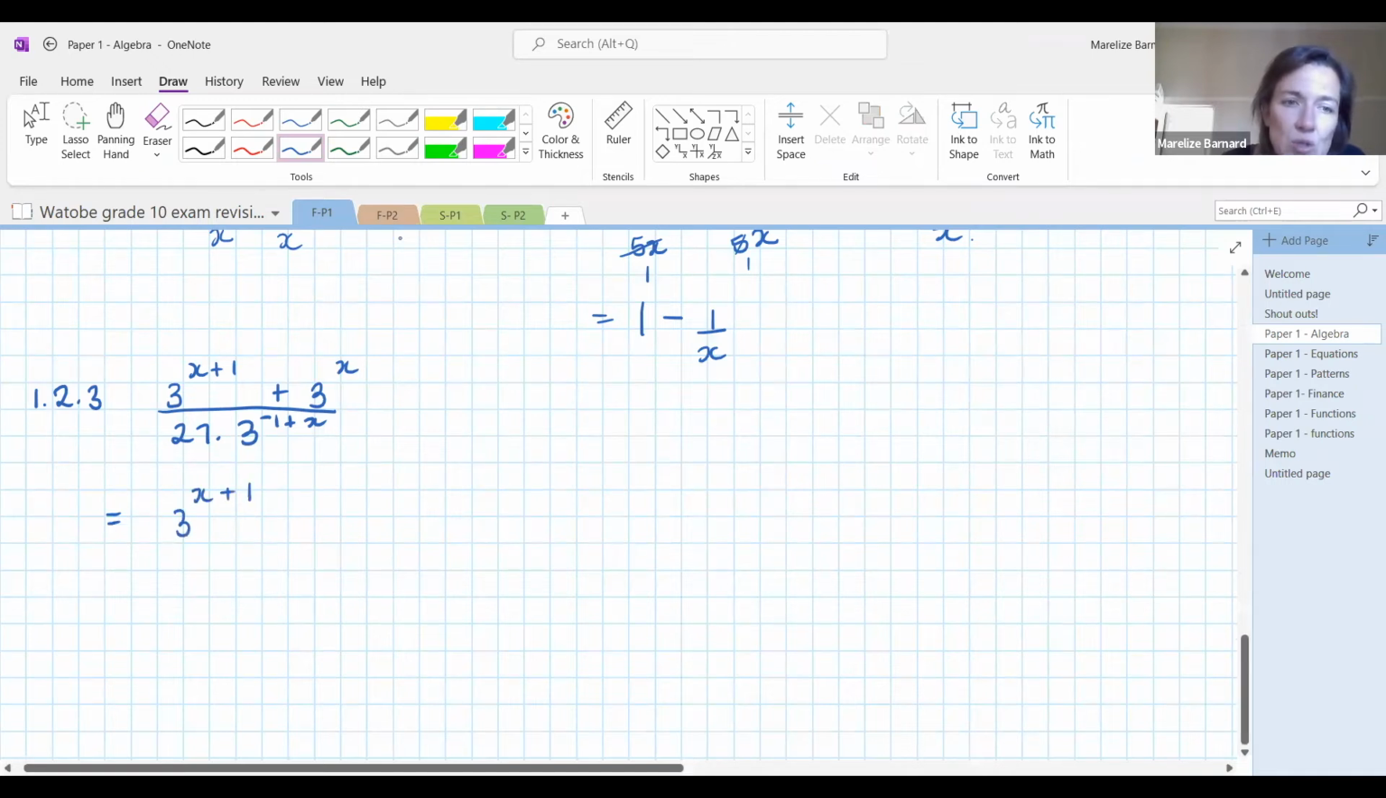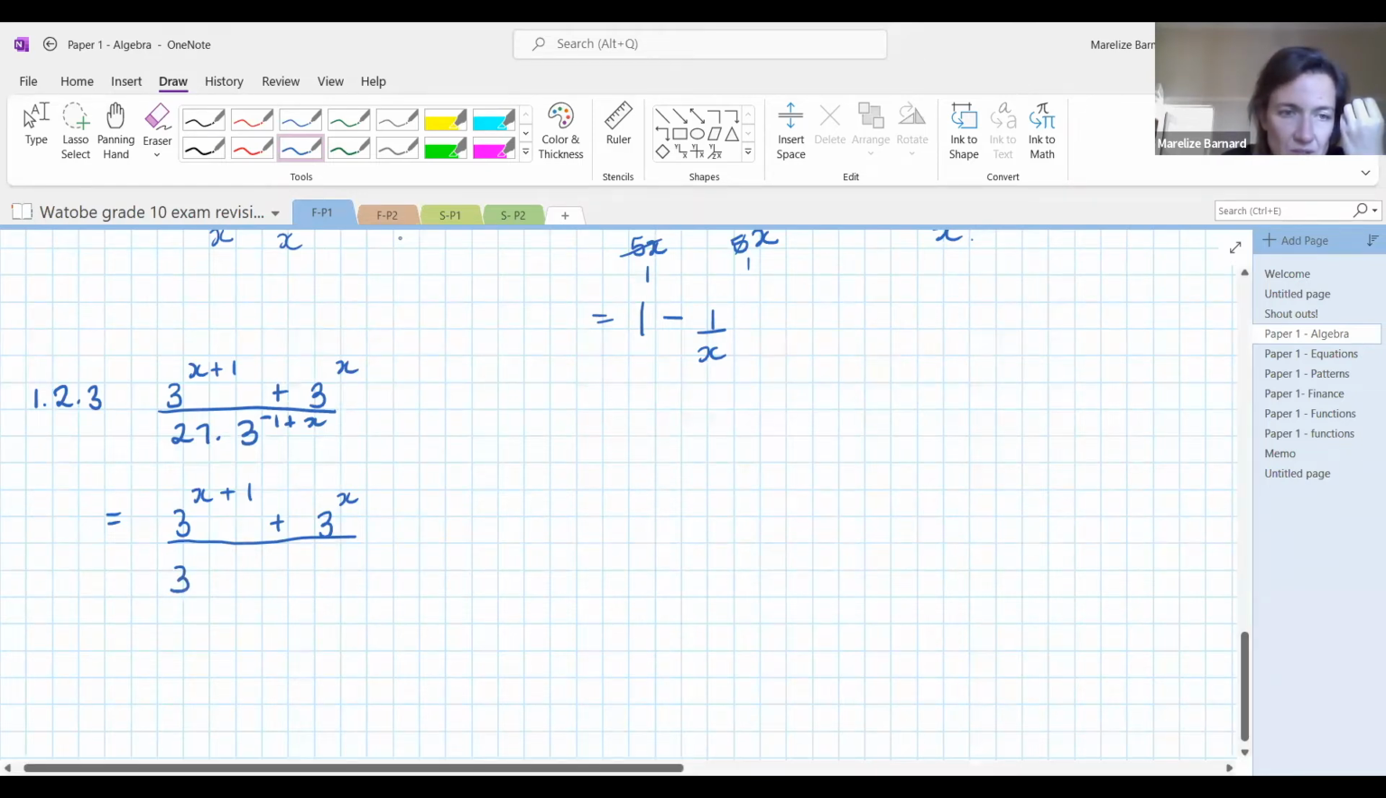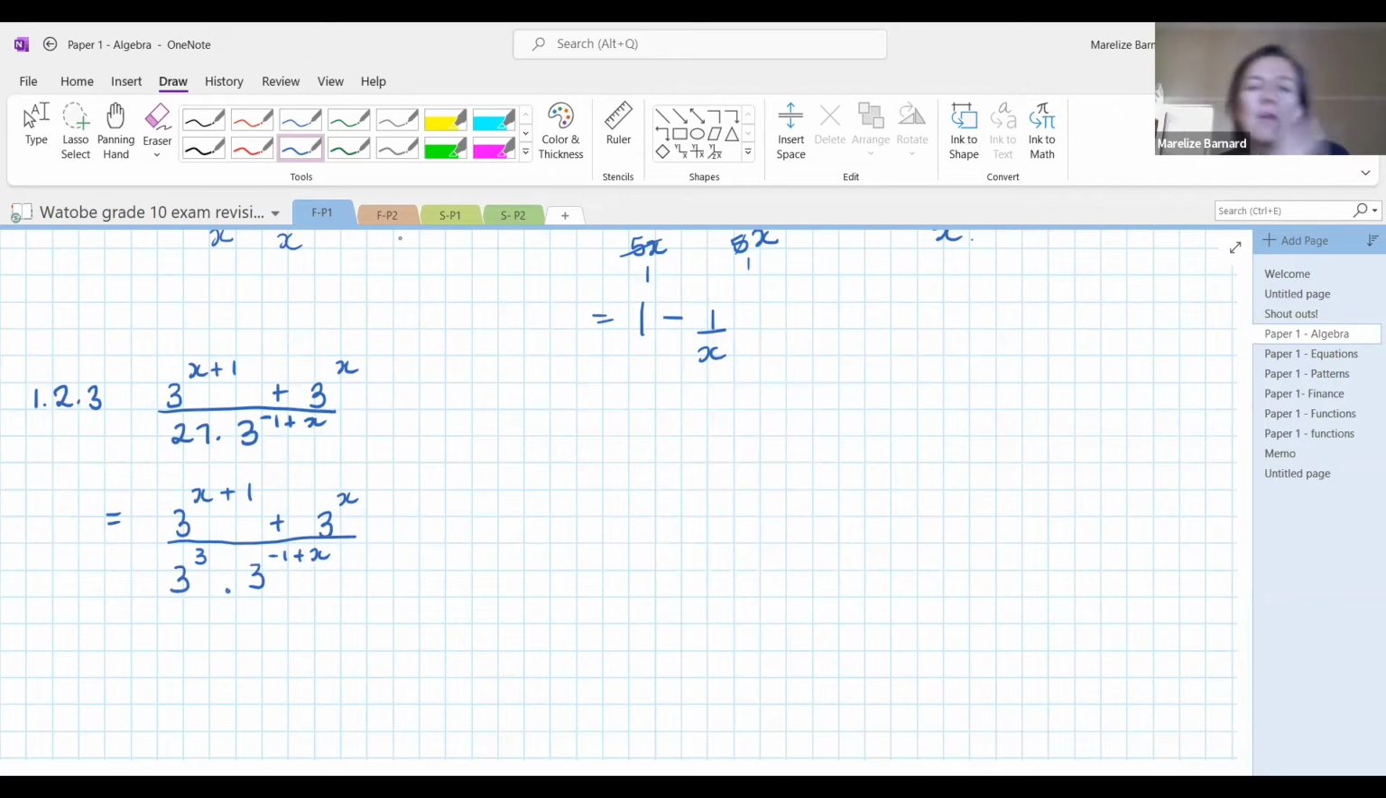The reason we do this is because to work with exponents, we need sameness. We need things that are the same. We can only multiply exponents with bases that are the same. All the laws of exponents depend on sameness. So we need to rewrite things so that they are the same. 27 you can change to 3 to the power of 3. And now you only have 3s, so everything has the same base now.